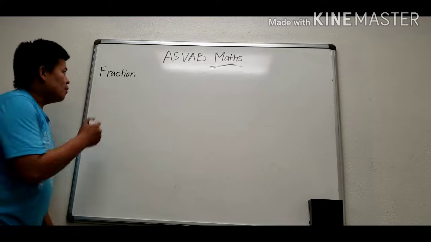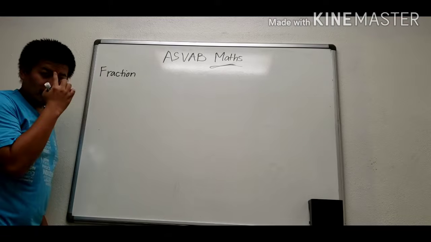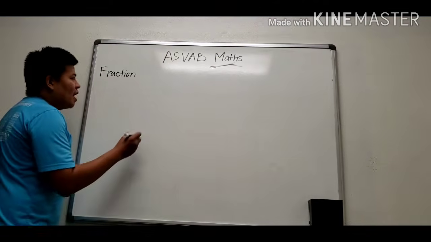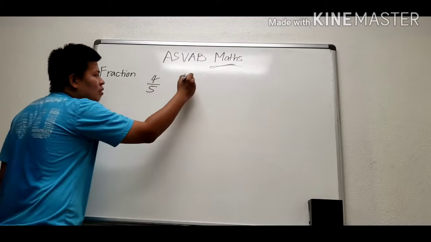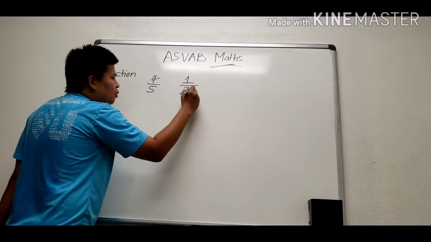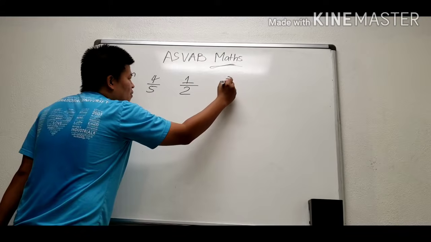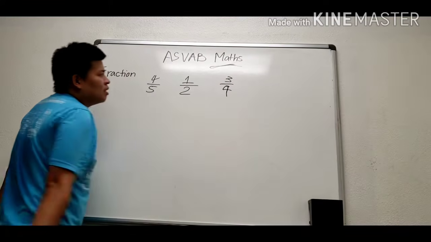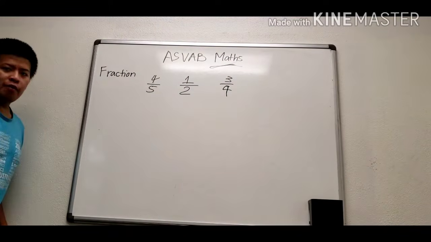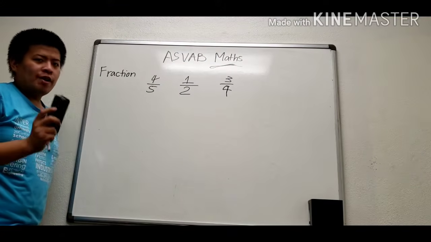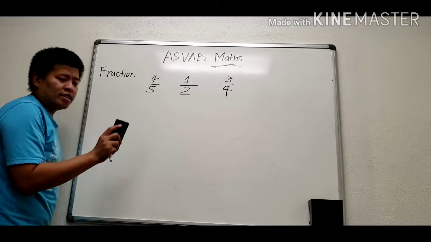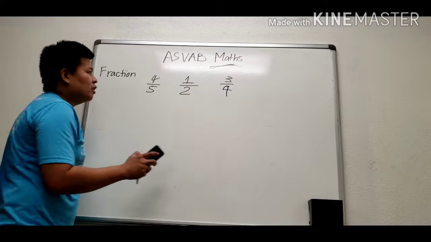I will do the fraction. What is a fraction? It means we will have 4 over 5, 1 over 2, 3 over 4. So this is about the fraction. In the ASVAB, we have fractions, and we need to learn how to understand everything related to fractions.